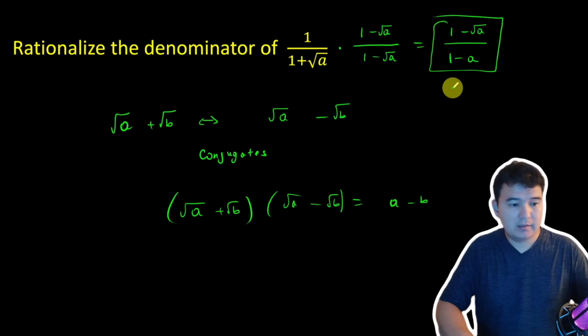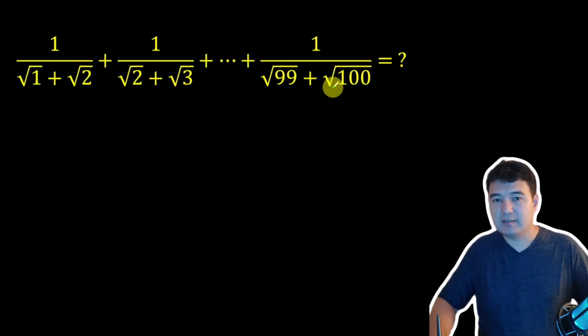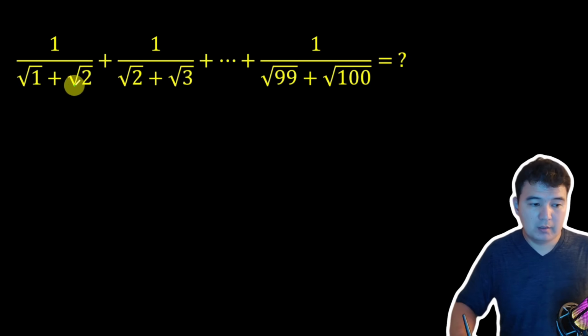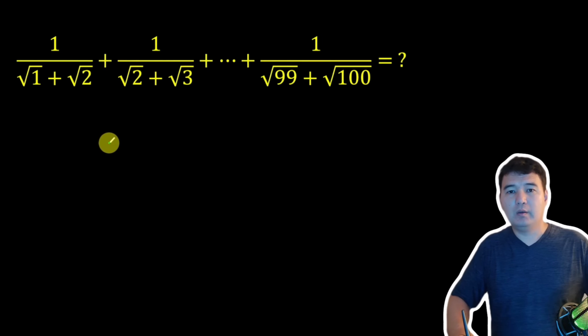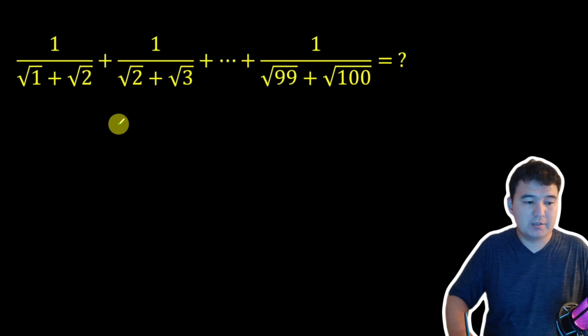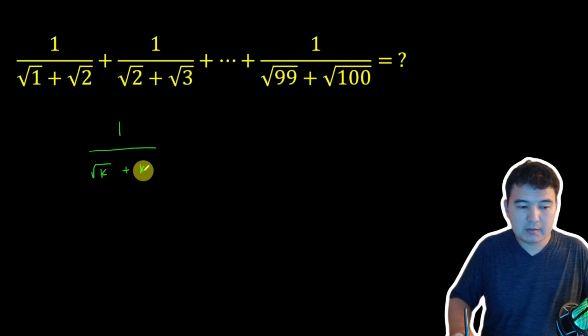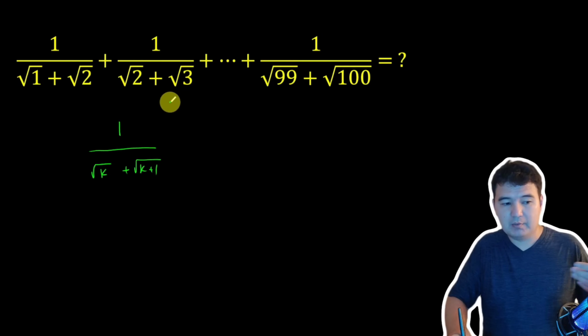Let's use this idea in the next problem. So here we want to simplify this expression. Before simplifying the expression, I want to rationalize the denominators of every fraction. Let's do it with a general form of the expression. The general form of the expression in our problem is 1 over square root of k plus square root of k plus 1. A number and the number after that number, so plus 1.